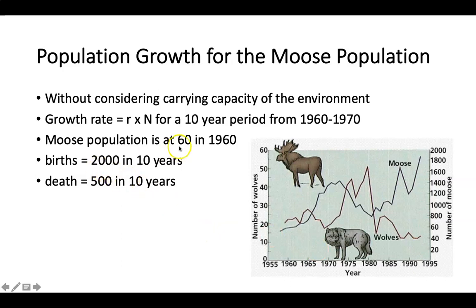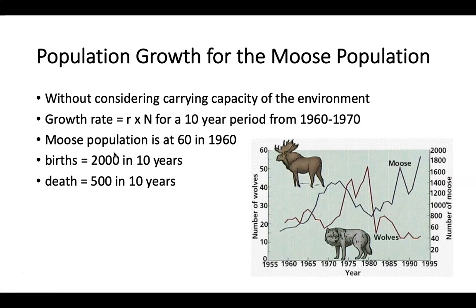So let's say the population starts at 60 in 1960, and over the next 10 years, there are 2,000 individuals that are born in the population. Now, that doesn't mean that these 60 individuals birth 2,000 moose. It means that over 10 years, these 60 and all their descendants birth 2,000 moose. Now, let's say in that time frame, only 500 die.